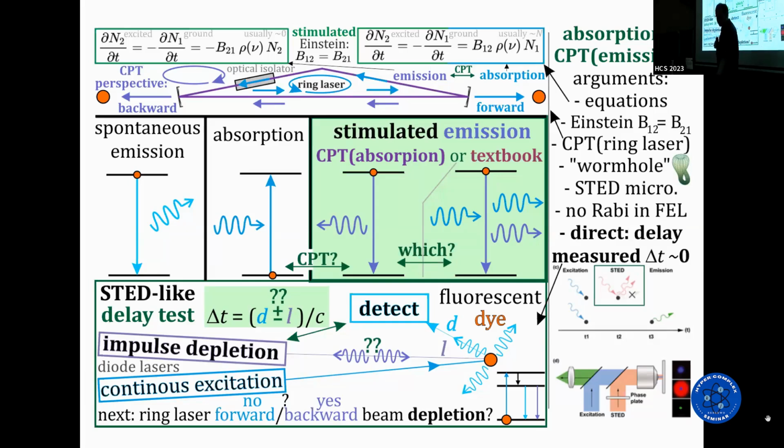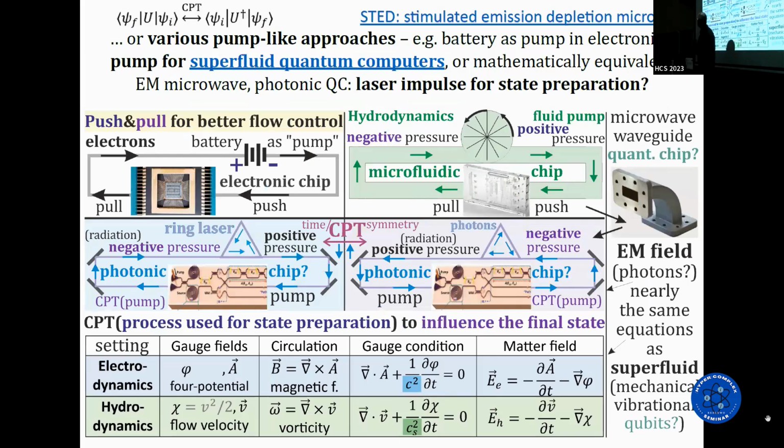For example, for two-way quantum computers. Okay, so here is another view on two-way quantum computers. We have a two-way treatment for an electronic chip: connecting a chip to a battery acts as a kind of pump. It both pushes electrons here and actively pulls electrons from the other direction. Also for hydrodynamics, we have a chip and a pump, which both pushes with positive pressure and pulls with negative pressure. So the question is, could we take it to some electromagnetic photonic system? Mathematically, electromagnetics and hydrodynamics are very similar, with the same equations, especially using superfluid.